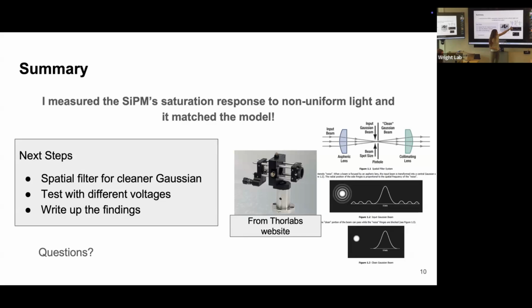And the way it works is kind of shown here, where you take a collimated beam, you focus it down, and it gets rid of all the noise to output a perfect Gaussian. So that's what I hope to do, and then I'll have to align all the rest.